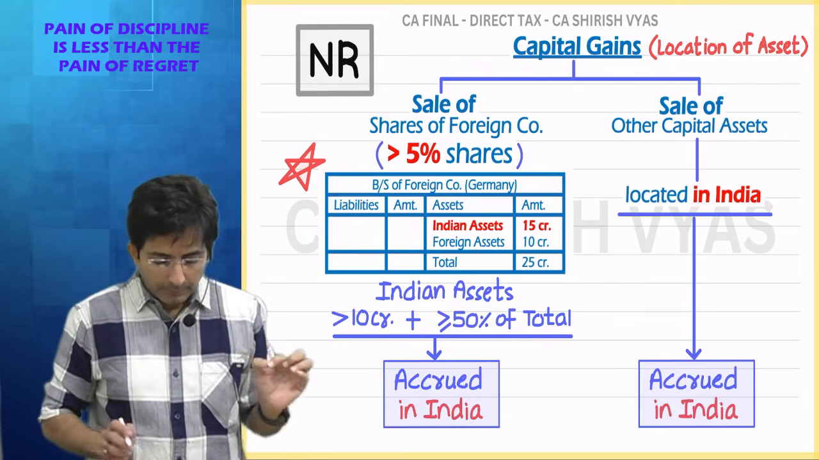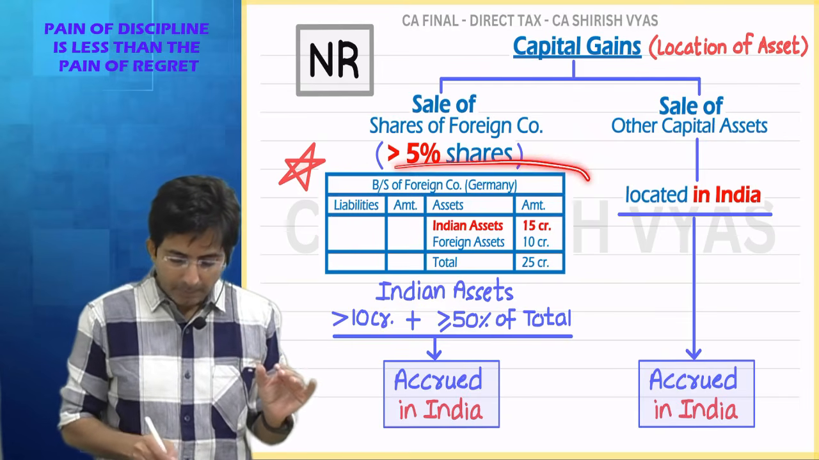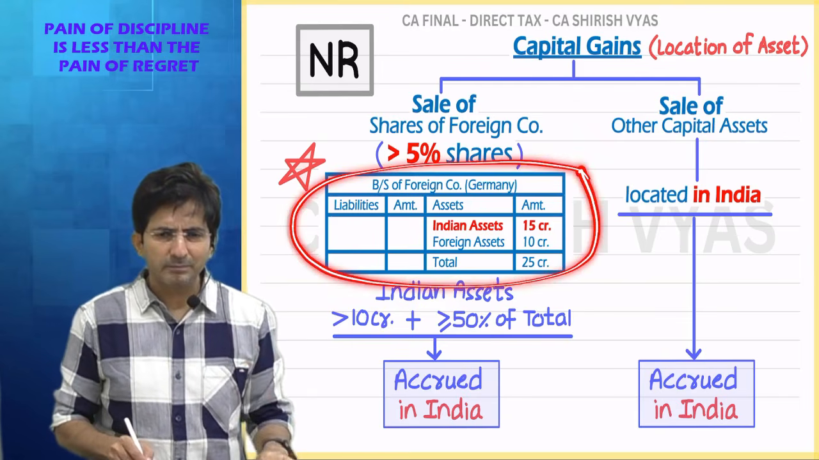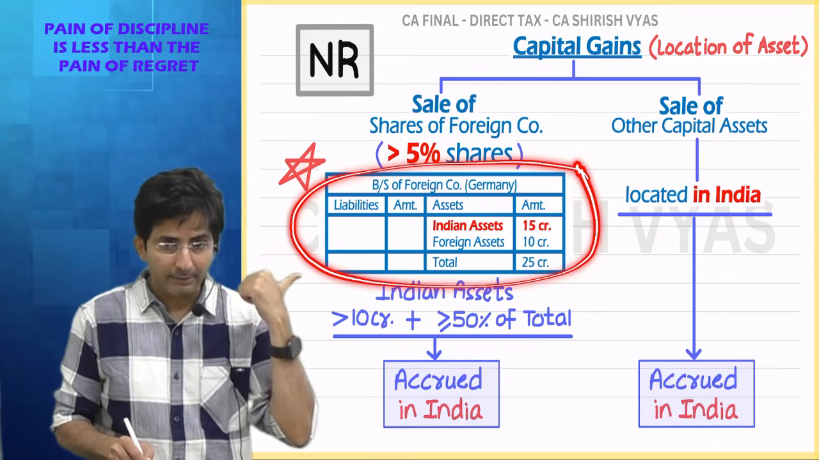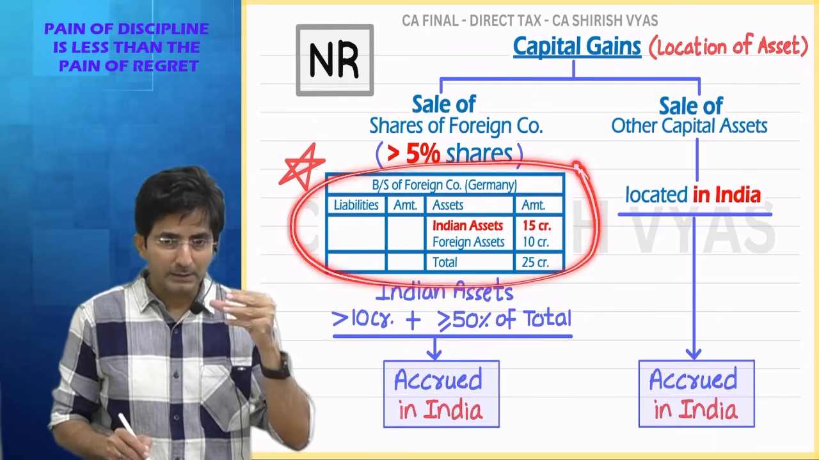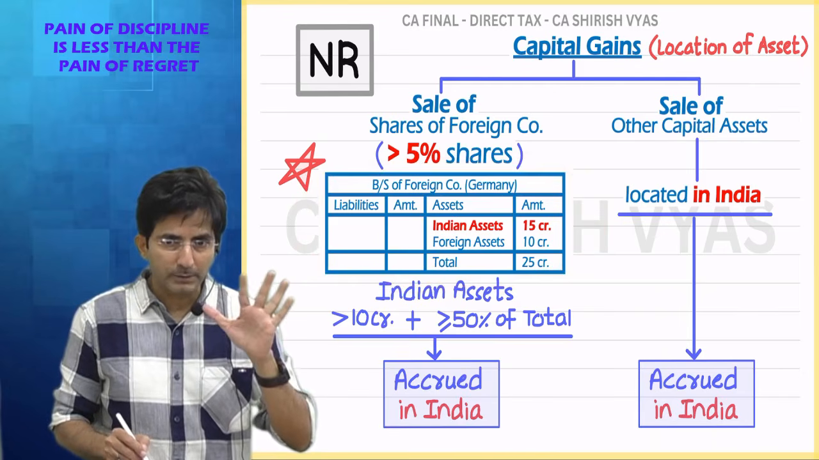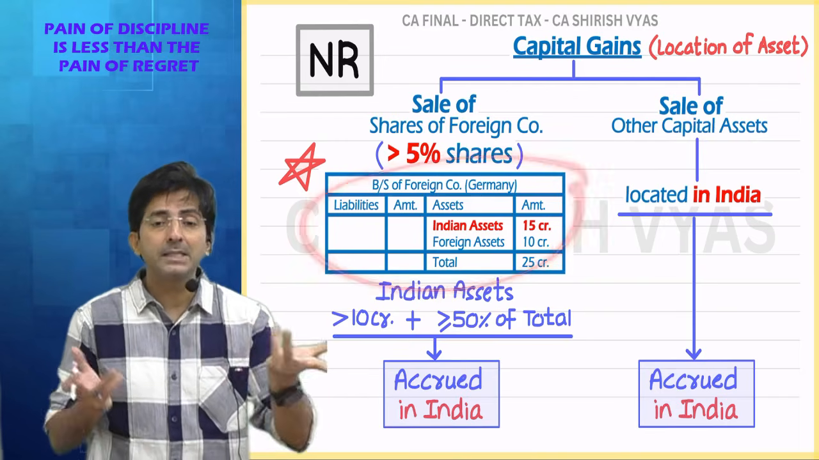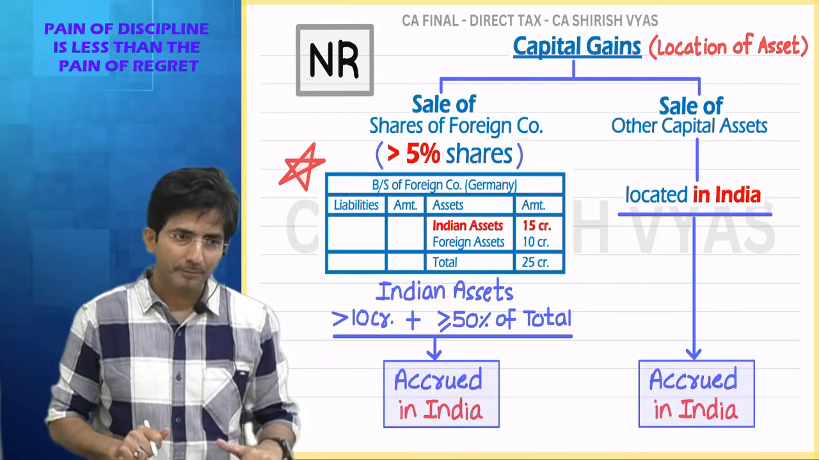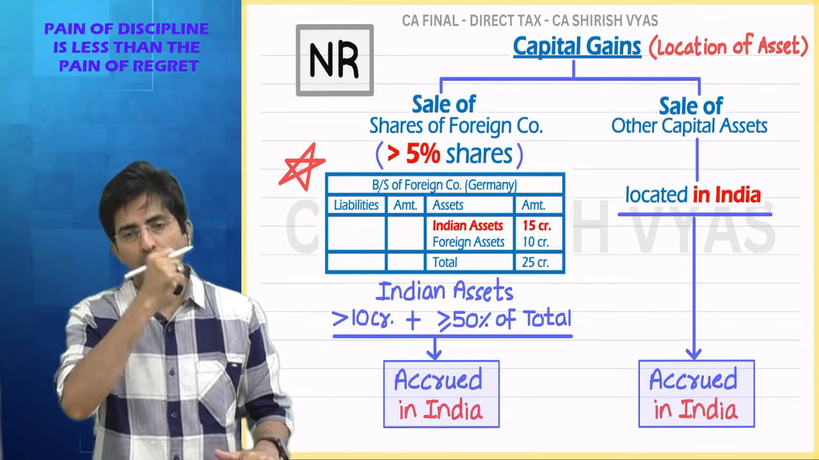Now, tell me, in the balance sheet what do we check? Answer. We see the market value of the assets in India, it should be greater than 10 CR, and we see the proportion also, greater than or equal to 50%. But that depends upon the balance sheet, no? Balance sheet of which date? Which date balance sheet will you see?